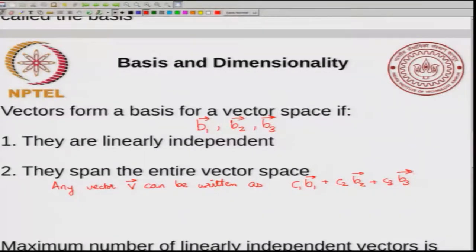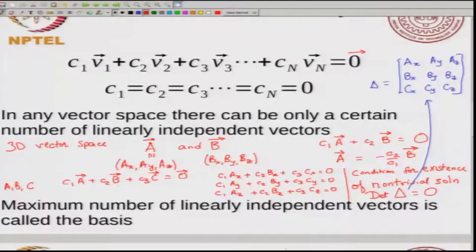So, in three dimensional vector space, one example is i, j, k, the unit vectors in the x, y and z directions. Okay, these form a basis because they are linearly independent. You can show this. For example, if you take the determinant of the components, this delta that we talked about. If you have i, then Ax is 1, Ay and Az are 0. For j, Bx is 0, By is 1, Bz is 0. And for the k vector, Cx equal to 0, Cy equal to 0, Cz equal to 1. You can clearly see that the determinant is equal to 1 and it is not 0. So, the determinant of delta is equal to 1, so it is not equal to 0.